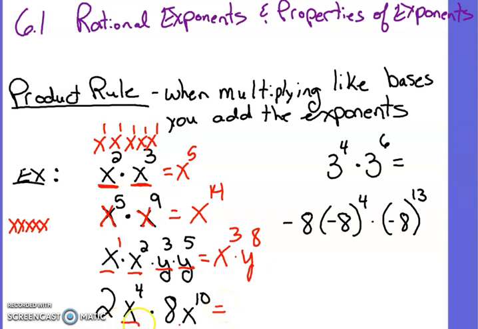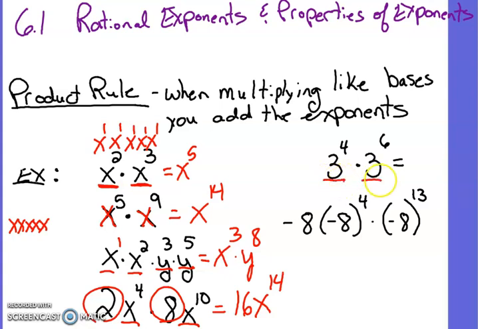Notice when you're multiplying like bases, again, the base does not change. So you add those exponents. It's to the 14th power. But the numbers are just 2 times 8, that's 16. That rule is just 2 numbers being multiplied together, so you're not really using the product rule directly on that. All right, let's go to the next one.